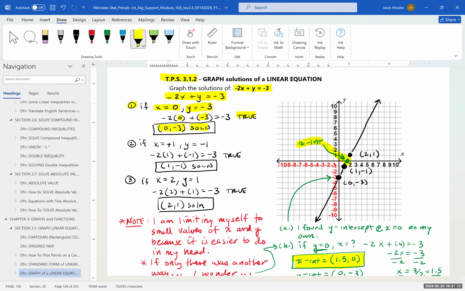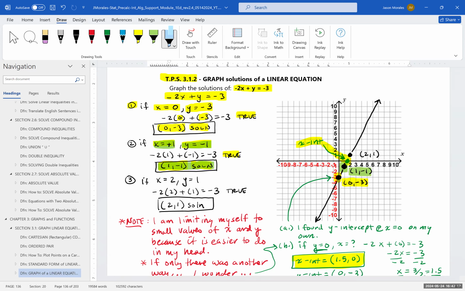Because it's a solution, I can come over here to my graph, my Cartesian coordinate plane, and plot this point (0, -3). Now if x is equal to 1 and y is equal to -1, then -2 times 1 plus -1 equals -3. That will be true, so the ordered pair (1, -1) is also a solution. Let me put this in green to make it stand out. Right here is the point (1, -1).